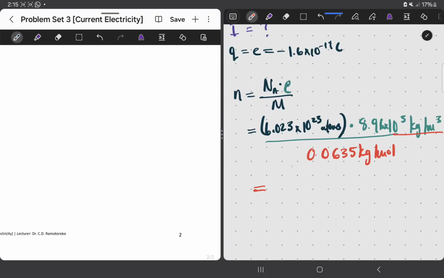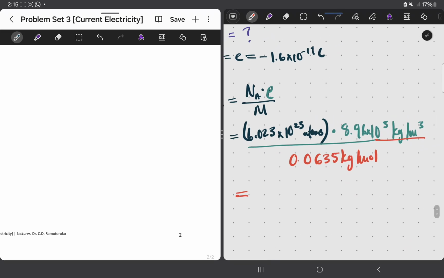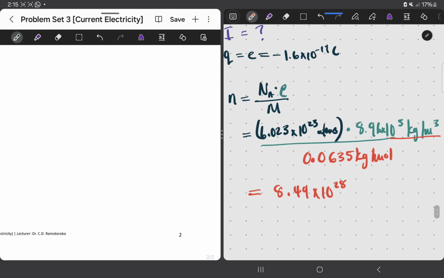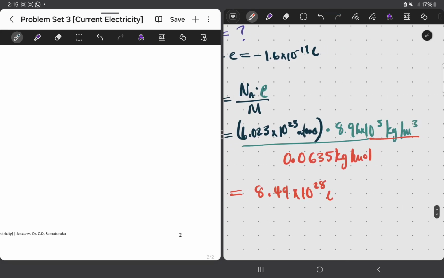If you punch this in the calculator, 6.02 exp 23 times 8.96 exp 3, you get an answer, then you divide by 0.0635. You must get 8.49 times 10 to the 28. This is your number density. It's going to be electrons per cubic meter.